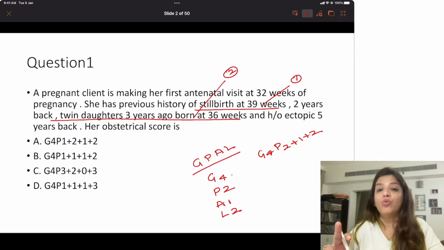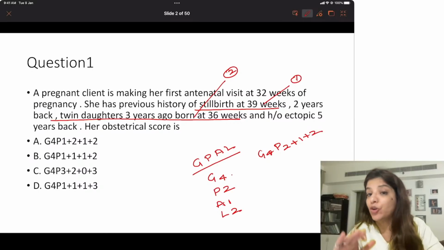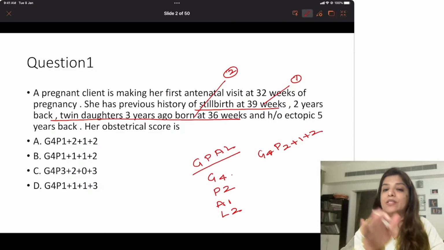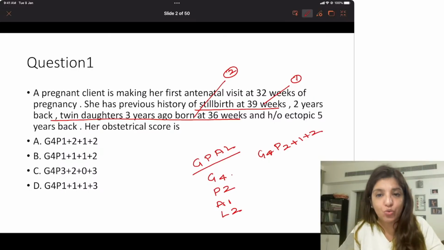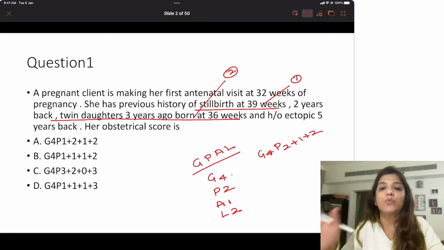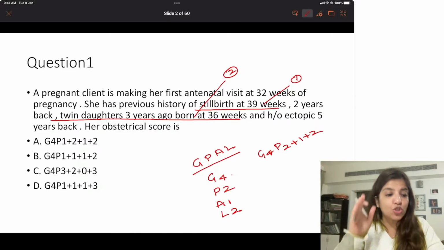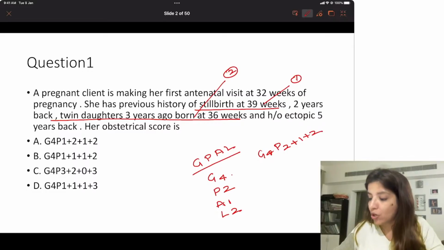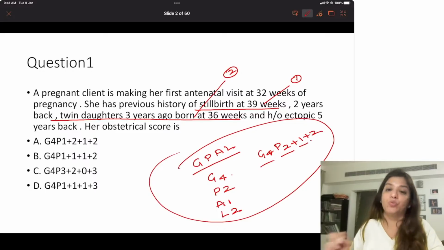Please, all of you who are writing parity 3, you are not right. Twin pregnancy will not be counted as double parity. It is counted as a single conception. Only in living children, twins are counted as the number of children; you are going to count it as 2. Otherwise, in parity, twins are counted as a single conception. Present pregnancy is not counted in parity, right? So, according to GPAL, she is G4P2 plus 1 plus 2, right?